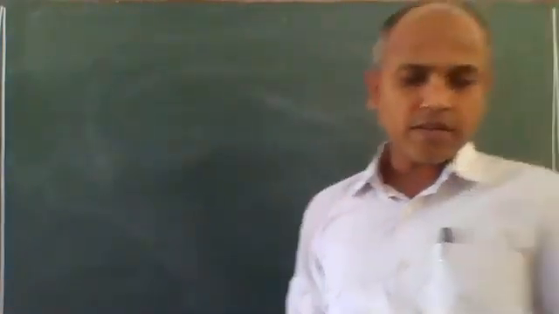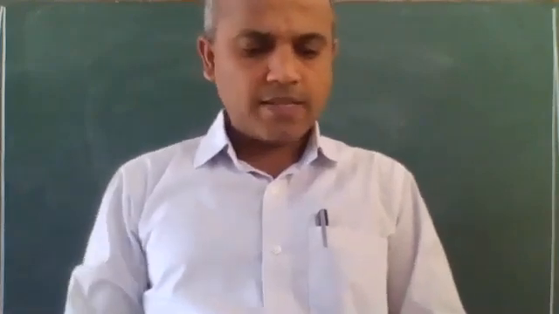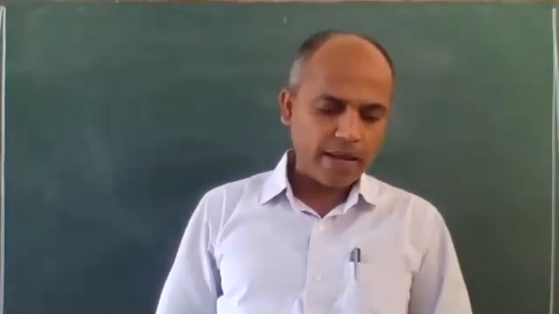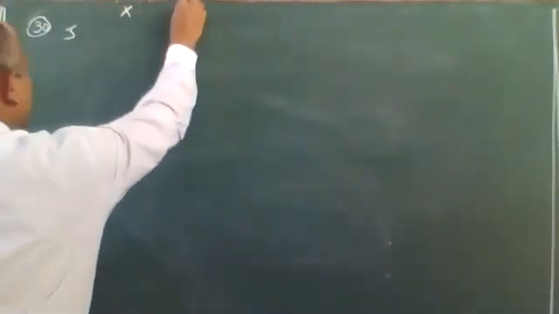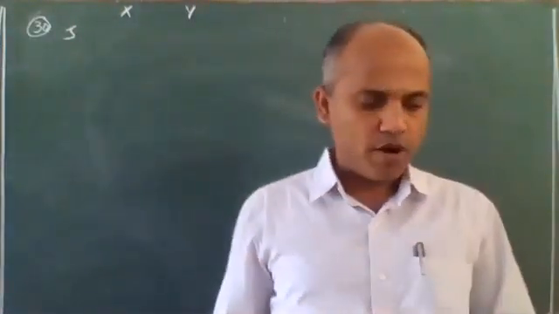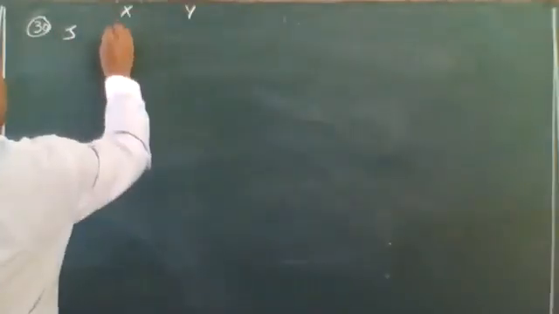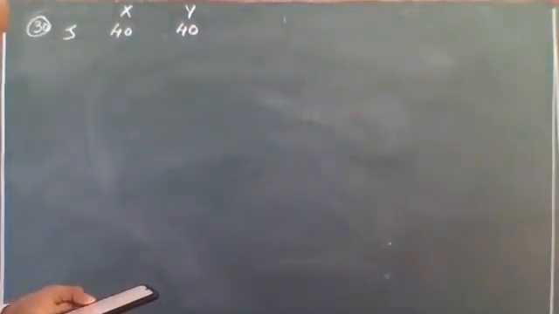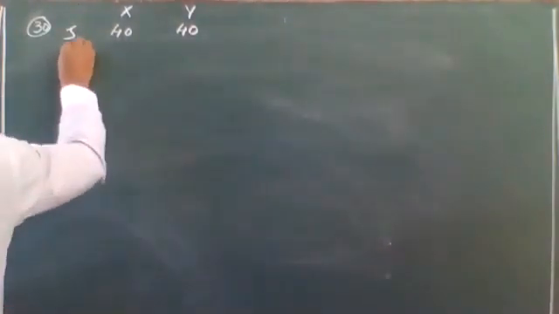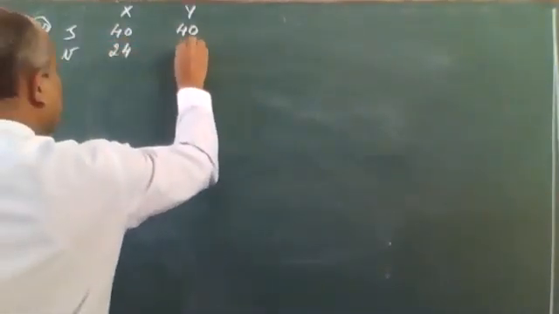Now, look at your 30th question. The 30th question says, company X and company Y sell the same line of product at a unit price of 40. Oh, you have two companies here. The selling price for X and for Y is given. So both are selling at 40 rupees each. The variable cost per unit for each company is 24 rupees. So variable cost is 24 for both of them.